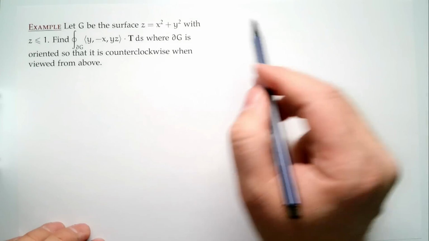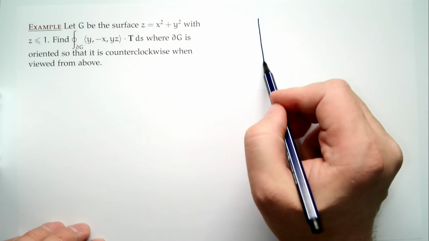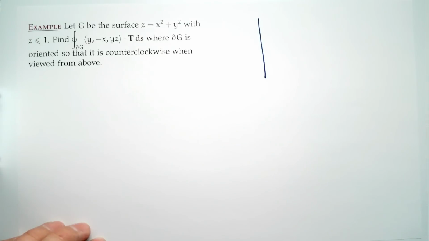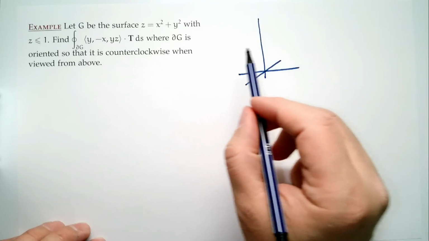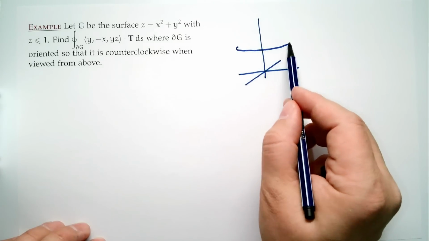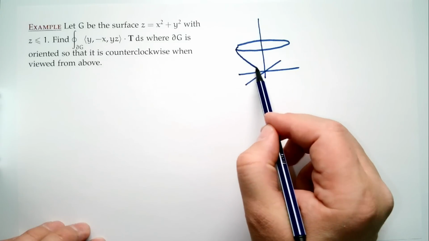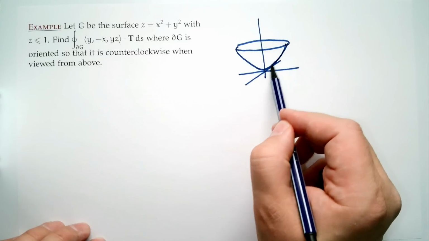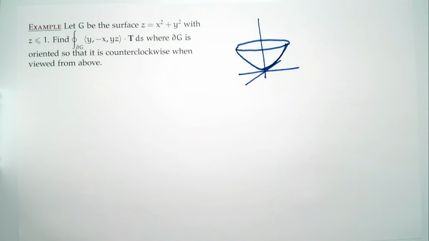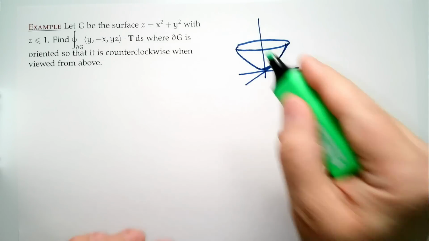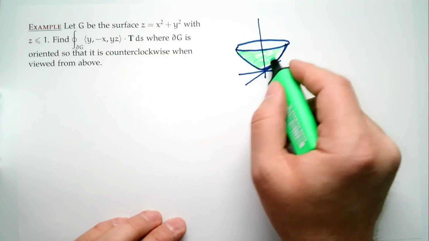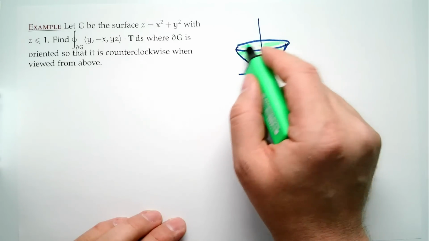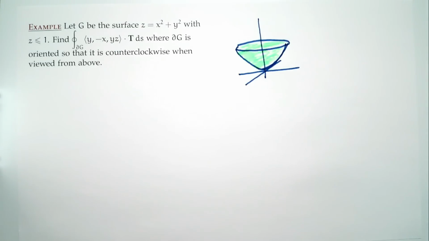Do we know what z equals x squared plus y squared looks like? It's what? It's a bowl. Yeah, it's a bowl. So, and I'm only going to go up to z equals 1. So at z equals 1, it's sort of the top rim, and then I'm coming down. All right. So there's my surface. Of course, we should shade this a little bit. All right. So there's my surface.